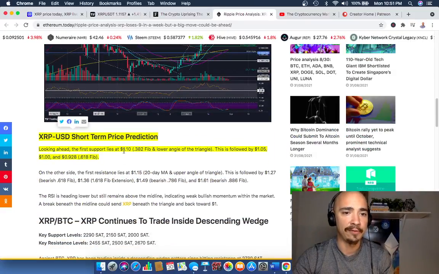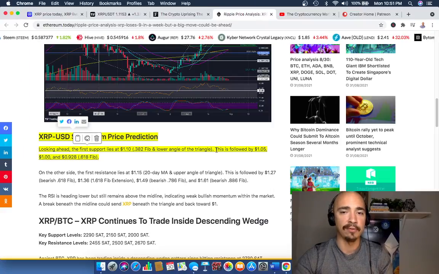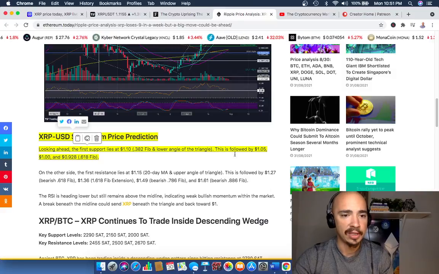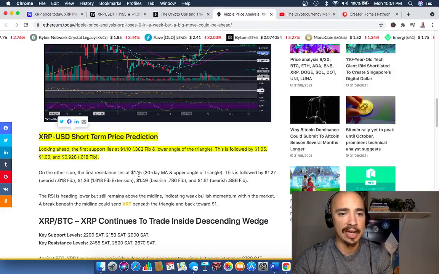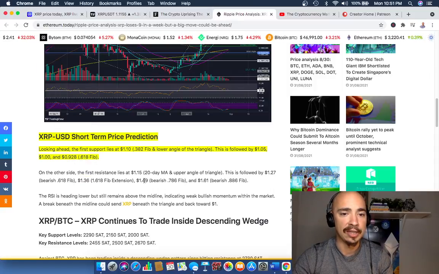Now, if we look ahead, first support lies at $1.10. We haven't broken that yet. This is followed by $1.05, $1, and then 92 cents. Now, on the upside, you've got $1.15, $1.27, $1.36 is where we got just pretty recently, then $1.49, then $1.61.